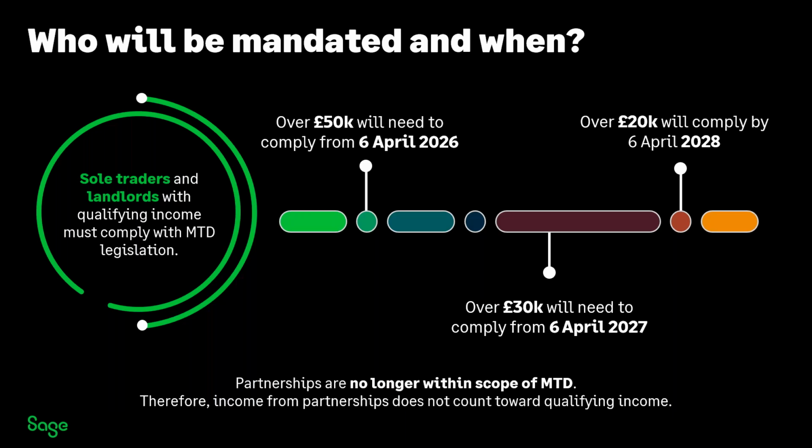So the £50,000 threshold is from the 6th of April 2026. The £30,000 threshold is from the 6th of April 2027, and £20,000 by 6th of April 2028. Now, the scope of who is impacted by this legislation has changed slightly, and HMRC have decided income from partnerships no longer count towards qualifying income.